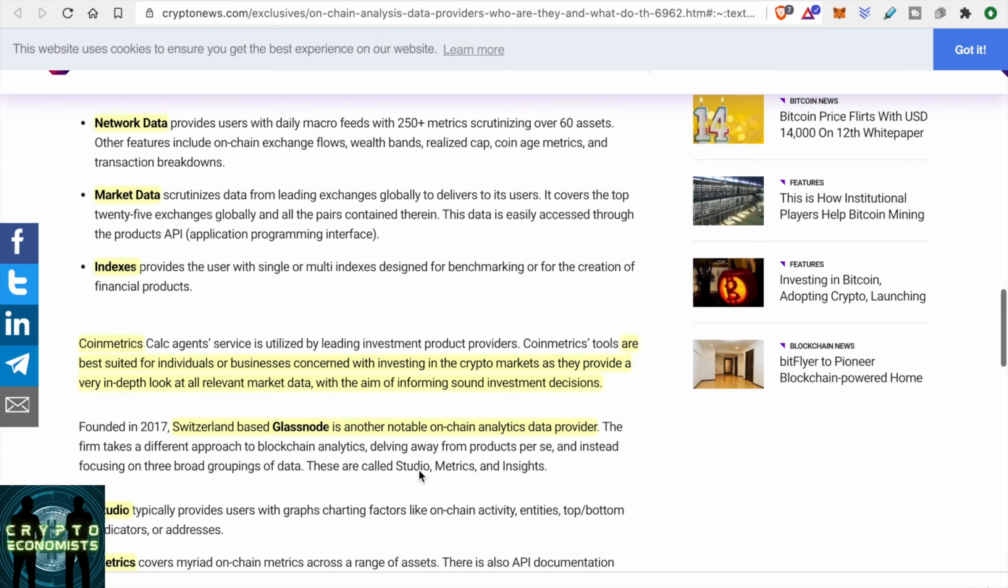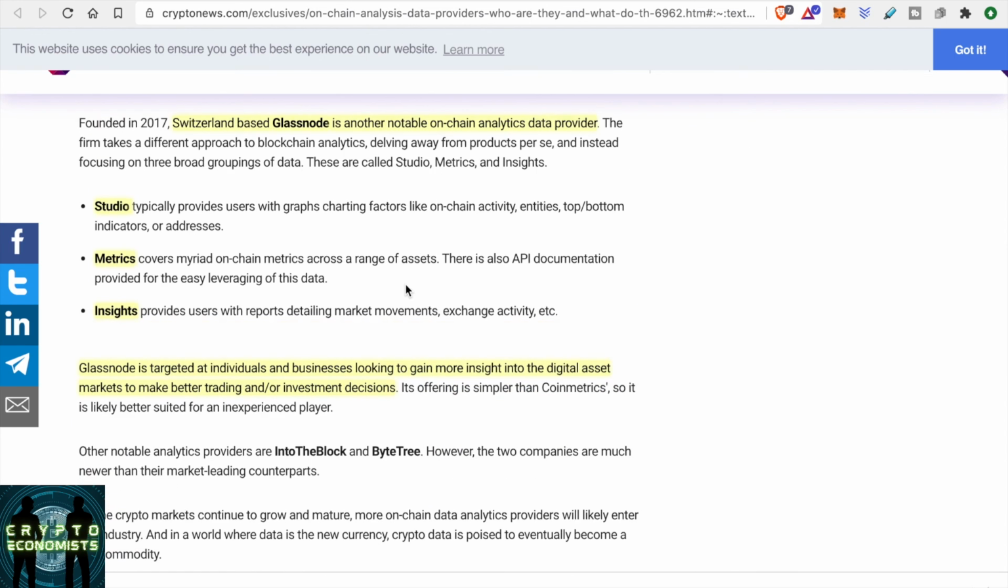Whereas Glassnode, another on-chain analytics data provider, takes a different approach to blockchain analytics, moving away from products per se, and instead focusing on 3 broad groupings of data. Studio, which typically provides users with graphs charting factors like on-chain activity, entities, top and bottom indicators and addresses; the metrics, across ranges of assets; and the insights that provide users with reports, including market movements and exchange activity. So Glassnode is targeting individuals and businesses looking to gain more insight into these digital assets and to make better trading and investment decisions moving forward.